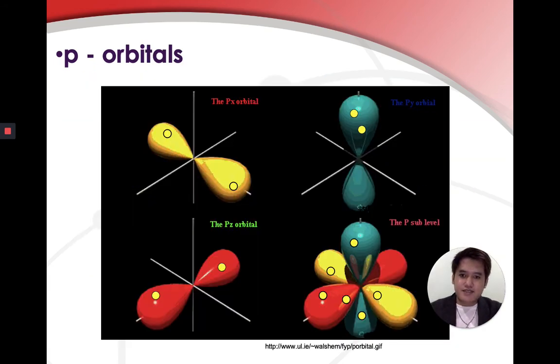These are now the pictures of the orbitals. This is the p orbital lying along the x-axis. This is the p orbital lying along the y. This is the pz orbital. And if you look at the whole sublevel, if you combine them, you get this.